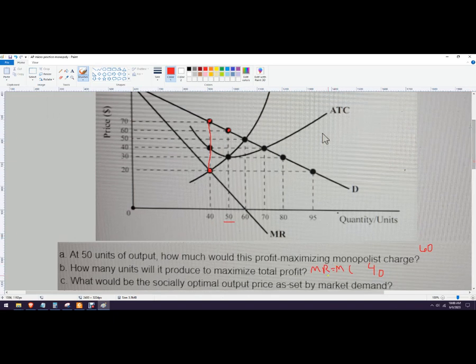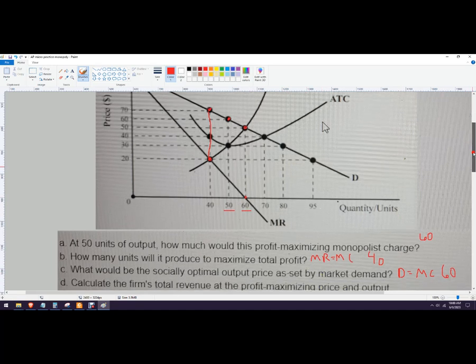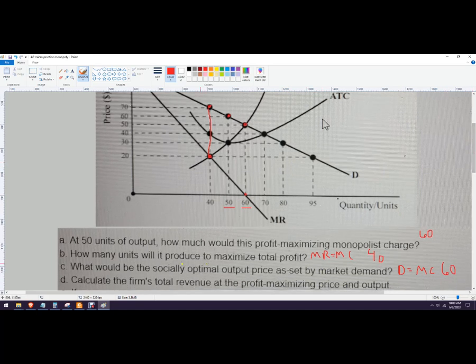What would be the socially optimal price set by market demand? So we're looking for where demand equals marginal cost. So follow marginal cost over to where it hits demand, and that would be at 60, which is coincidentally also where marginal revenue hits the quantity axis. So this is also where total revenue is maximized. That's not the question it's asking there, but it is a common question that's asked on the AP exam.